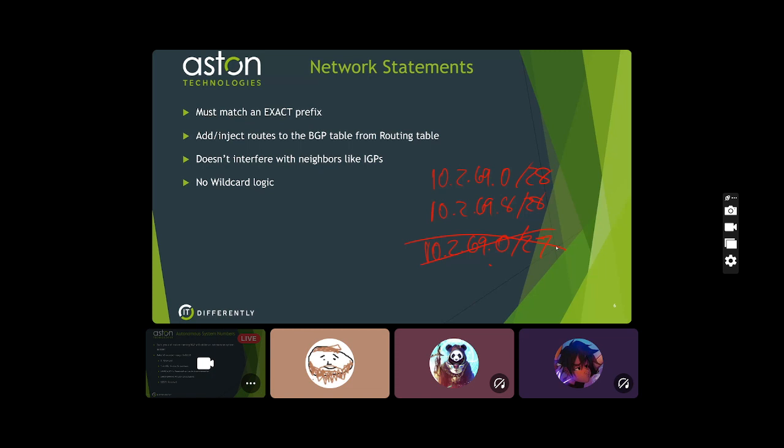It must match exactly. Now there's ways to cheat it, I'll teach you that. But that's a very, very important concept that I'm trying to get across. Object dependency. It must be in the routing table in its exact form that you want to share. Must be in the routing table.